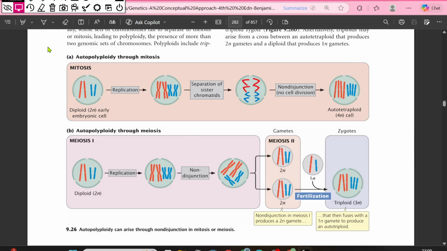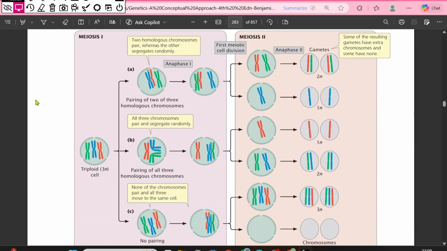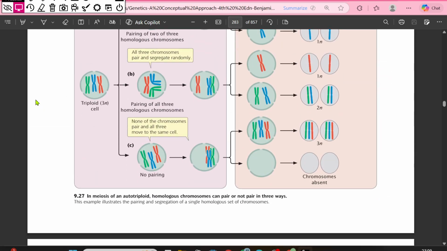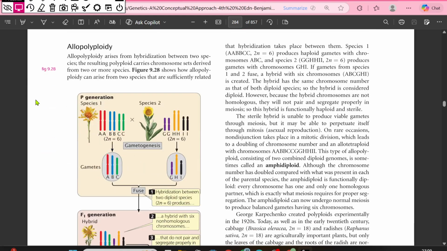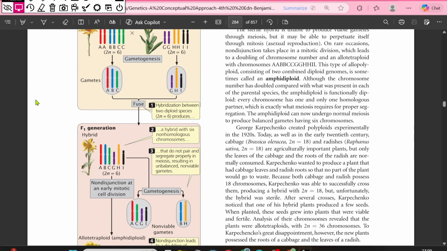Now there can even be allopolyploidy. Allopolyploidy means there is a polyploidy condition because of different organisms from different species.